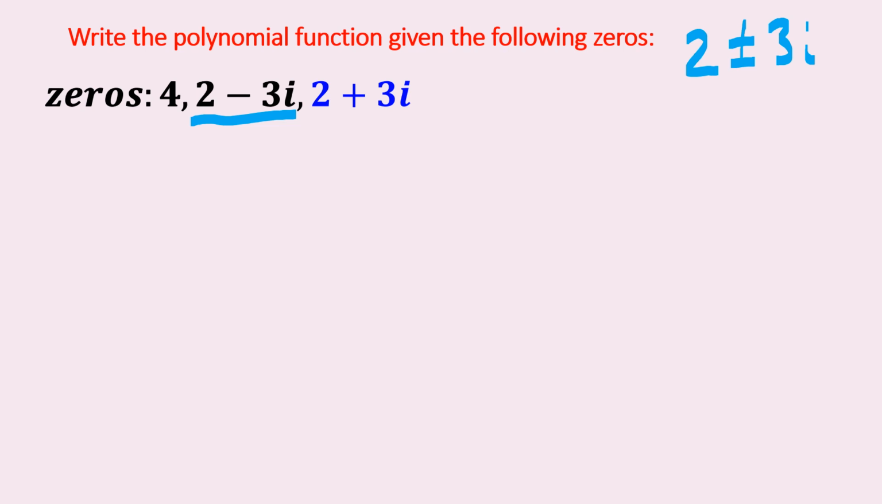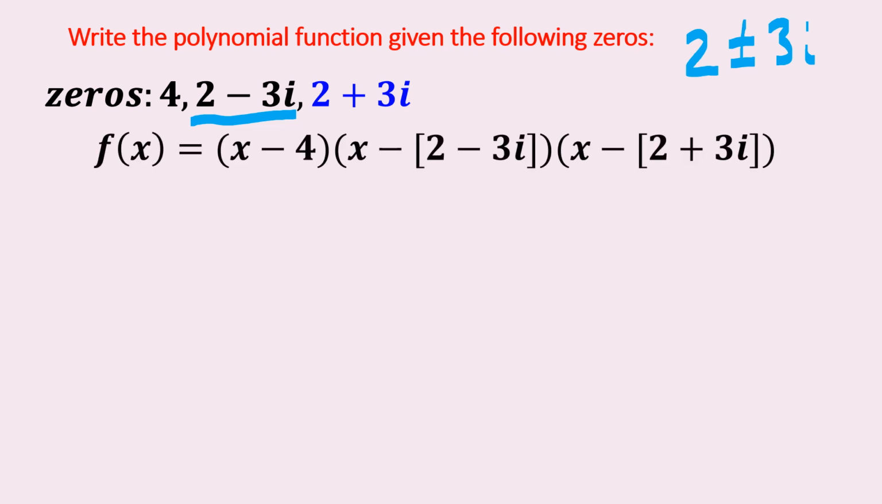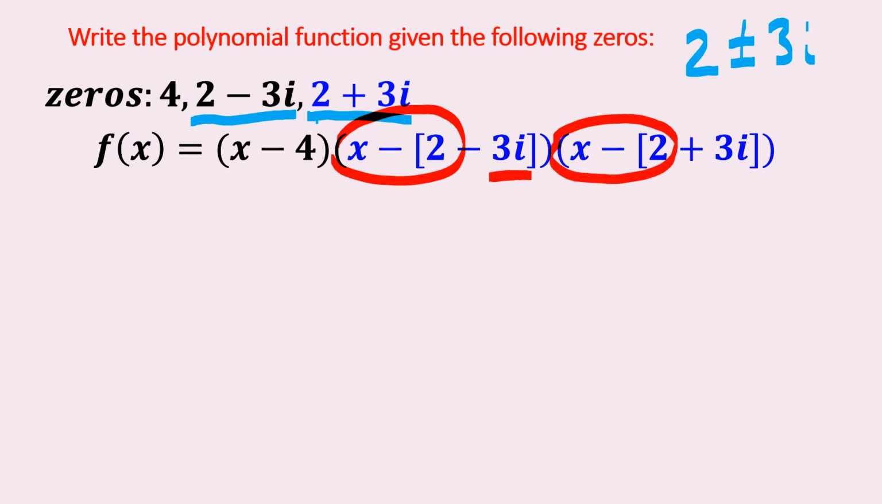Now when we write this out, we subtract all our zeros: x minus 4, x minus 2 minus 3i, x minus 2 plus 3i. Let's look at just those conjugates at the end there. Let's deal with those to kind of clean it up a bit. First thing I want to do is put all the real parts together and separate out the imaginary part. So x and 2 are both real, 3i is imaginary.